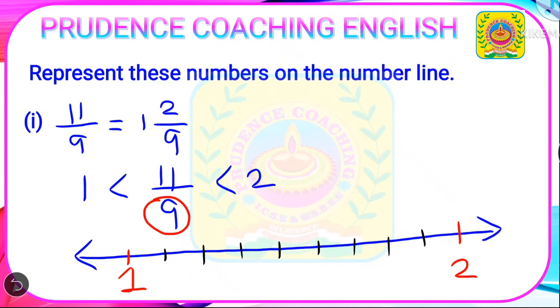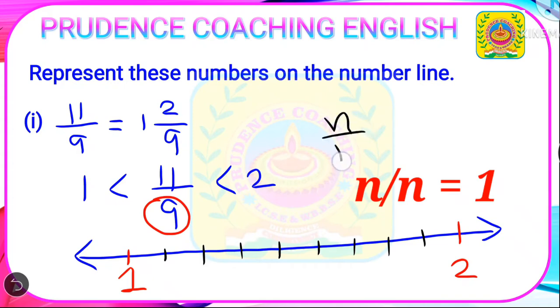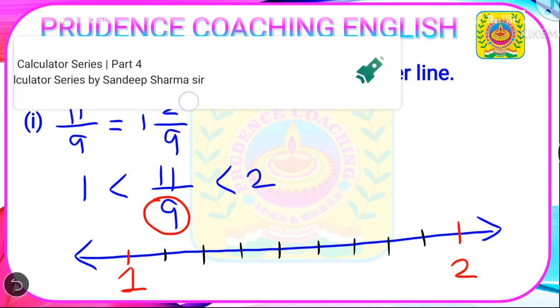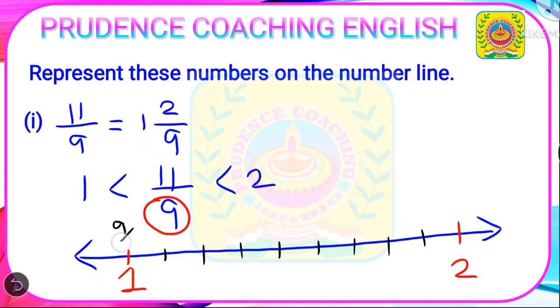Now we need to write the number, that is 11 by 9, in this particular space. My dear students, we all know that n by n, that is, if n is any number, then n by n will give us 1. So here we can write this 1 as 9 by 9. If we cancel out, we will get 1. Similarly here also we are going to represent this 1 as 9 by 9, as the denominator is 9.